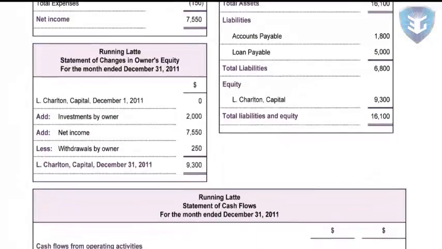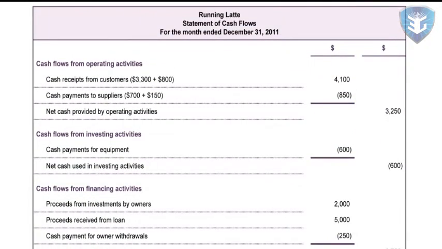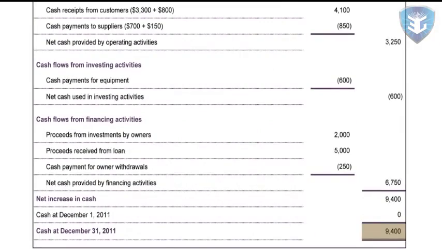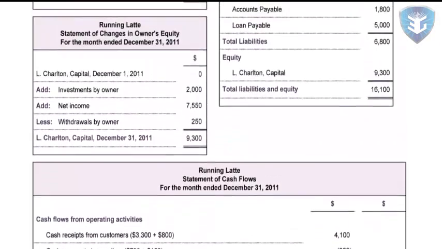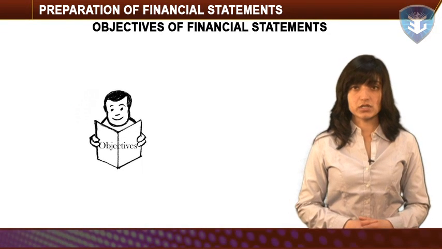The final financial statement is the statement of cash flows, which explains the inflows and outflows of cash from operating, investing and financing activities over a period of time. Note that the ending balance of cash in the cash flow statement is equal to the balance of cash reported in the balance sheet. Objectives of financial statements.